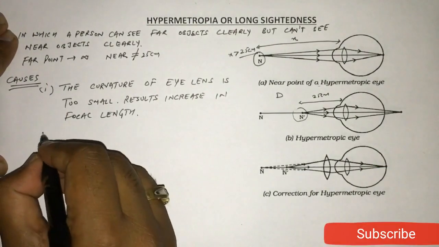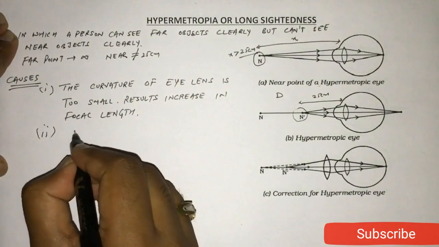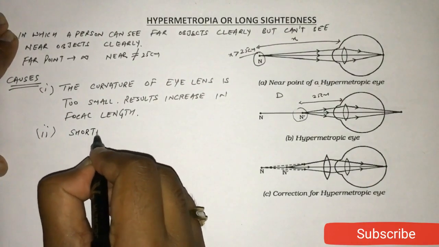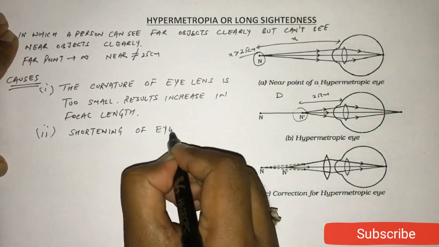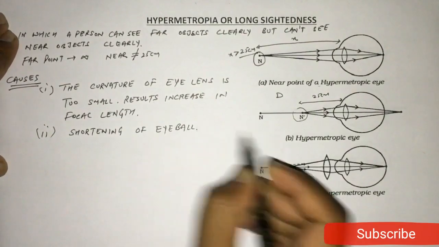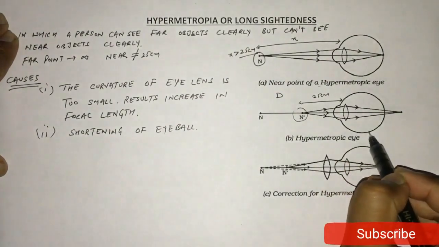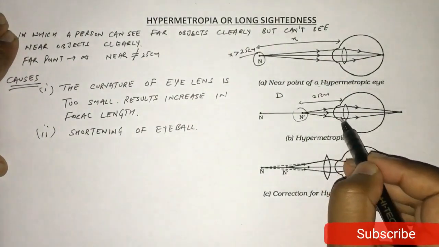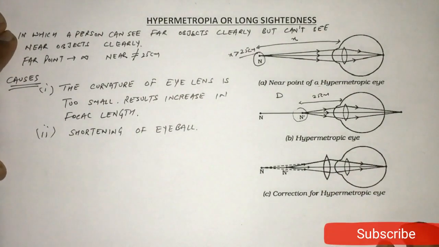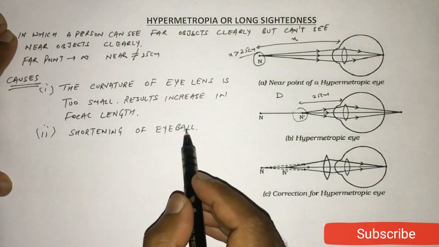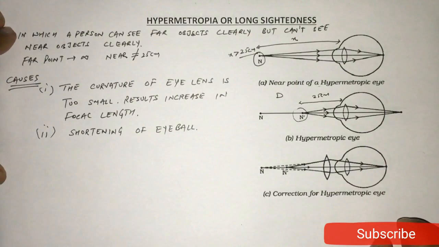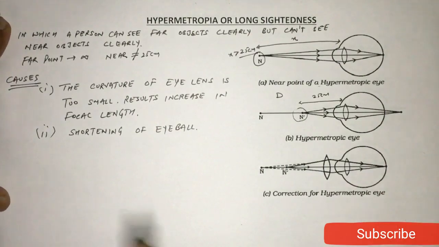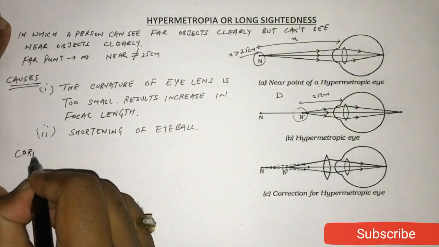Second cause is shortening of eyeball. Means the size of this eyeball decreases. So the shortening of eyeball is the cause of this hypermetropic eye.